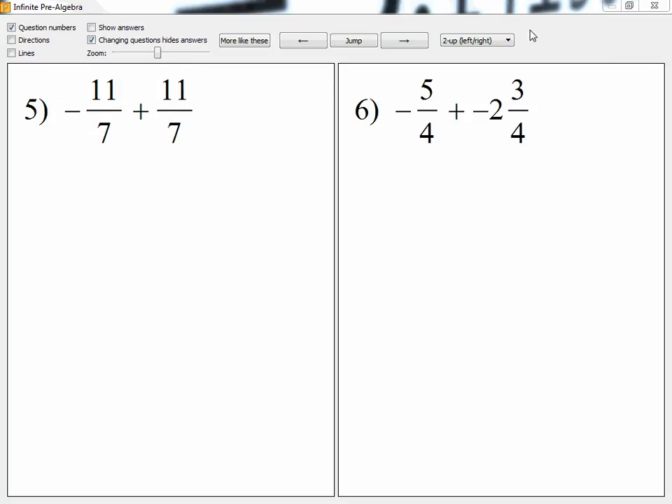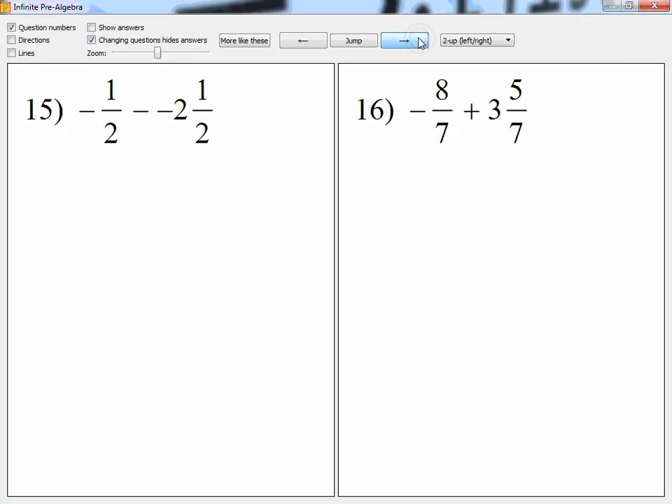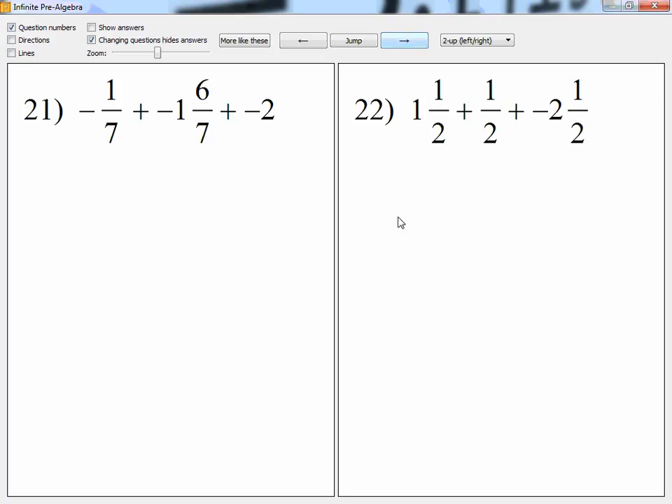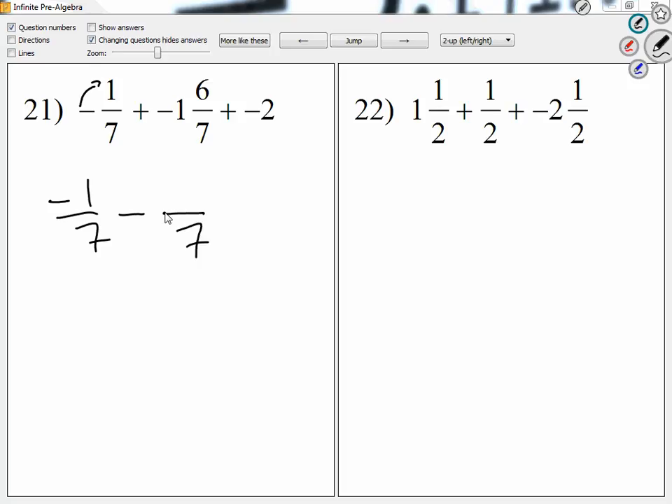Alright, let's take a look at number 21. The difference of 21 is that I have 3 fractions. For the first fraction, let me call this negative 1 over 7. Keep in mind I brought the negative to the top just so I don't forget it. So negative 1 over 7 minus the second fraction. I have a 7 at the bottom.